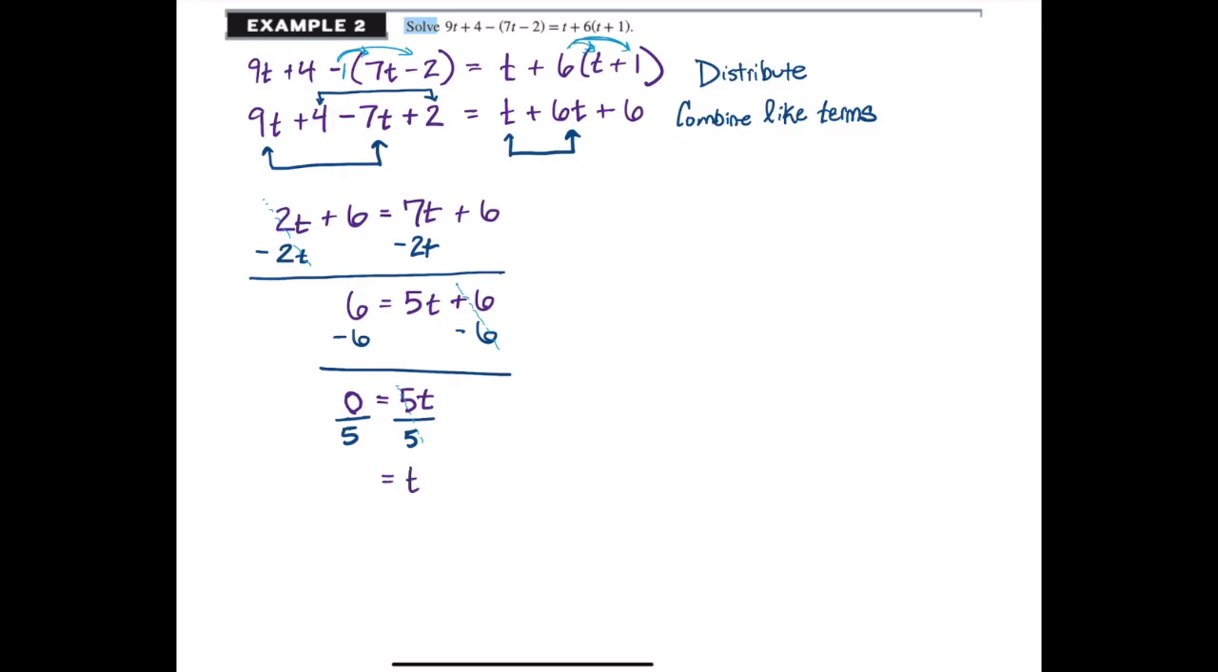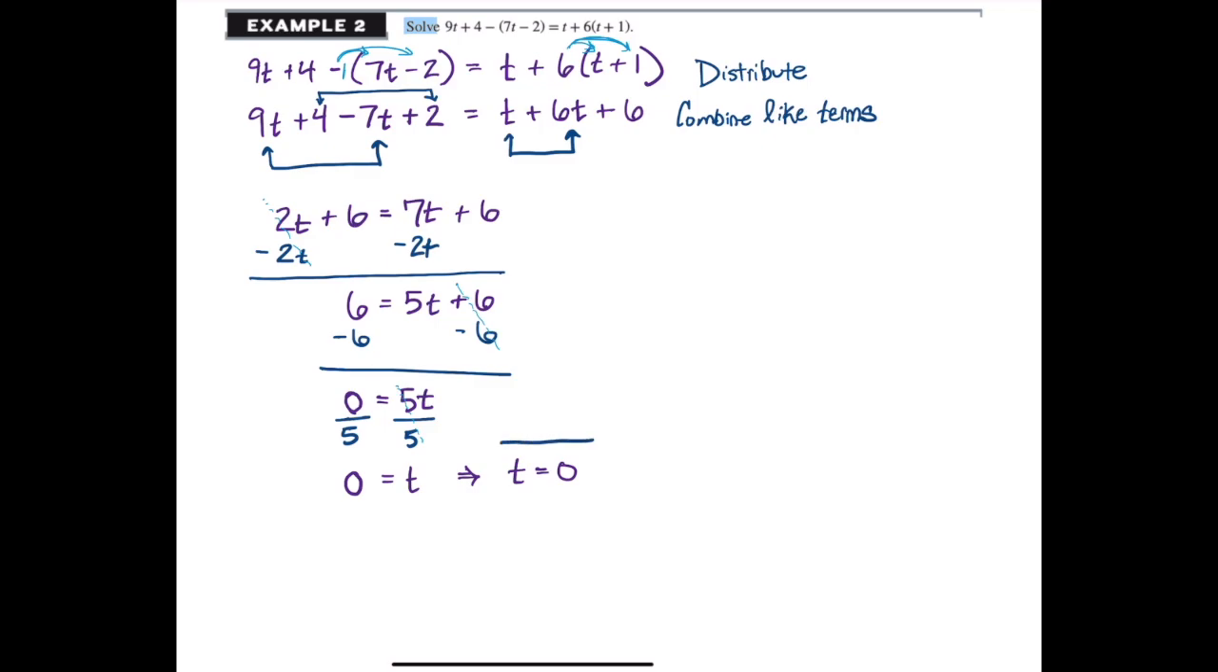And on the left side, 0 divided by 5. 0 divided by anything will just give us 0. Well, unless we're dividing 0 by 0, and that's a bit more tricky. So we'll save that for maybe a calculus class. But for now, we got 0 divided by 5. So 0 equals t, or if you prefer, you can say t equals 0.